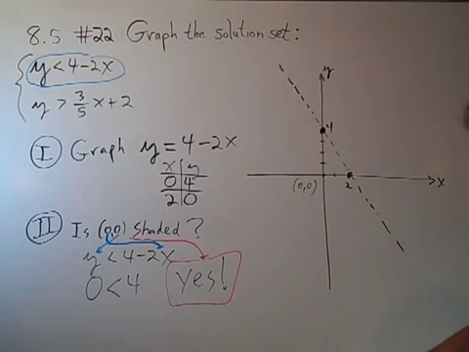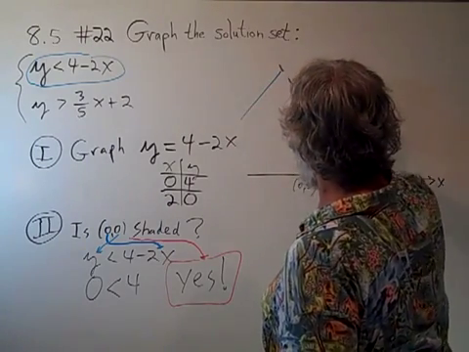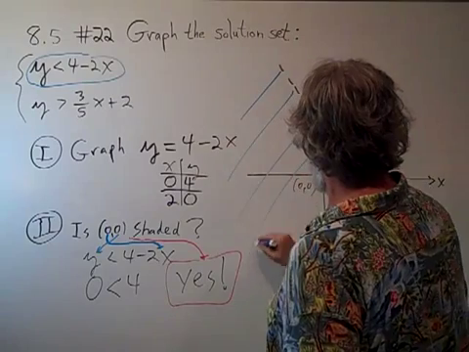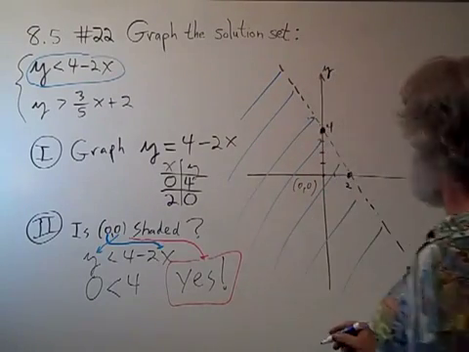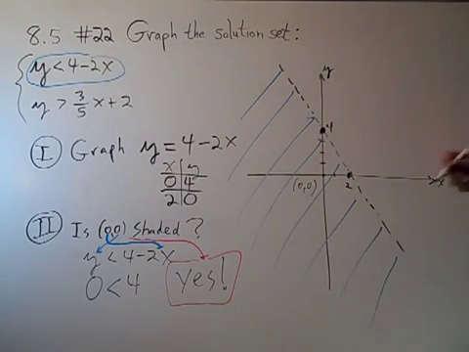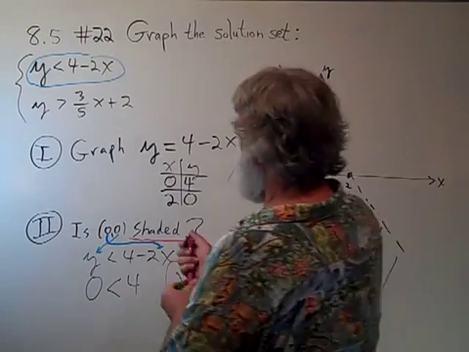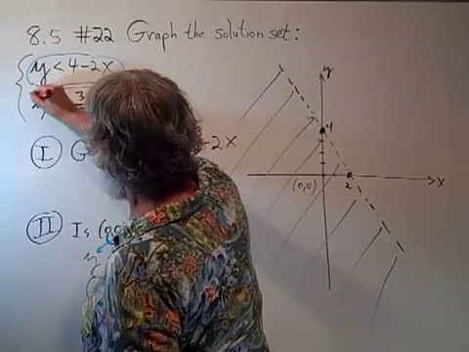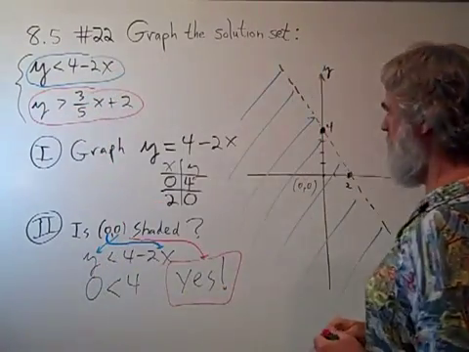Well, that's good news. That means the origin is shaded here. So the shaded side of our first line is the lower side here. So we've graphed the first of the 2 linear inequalities, and we have to now graph the second one. So that's what we'll do now, graph this linear inequality on the same graph.